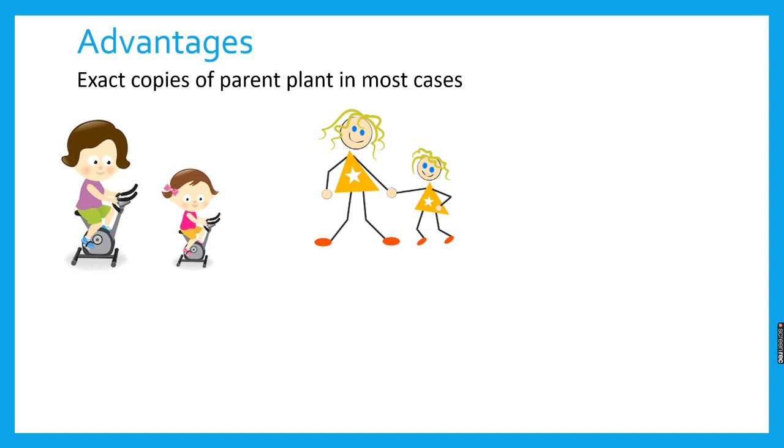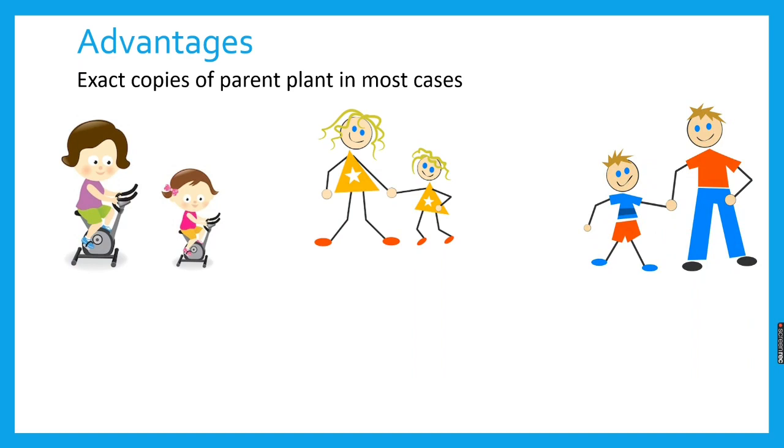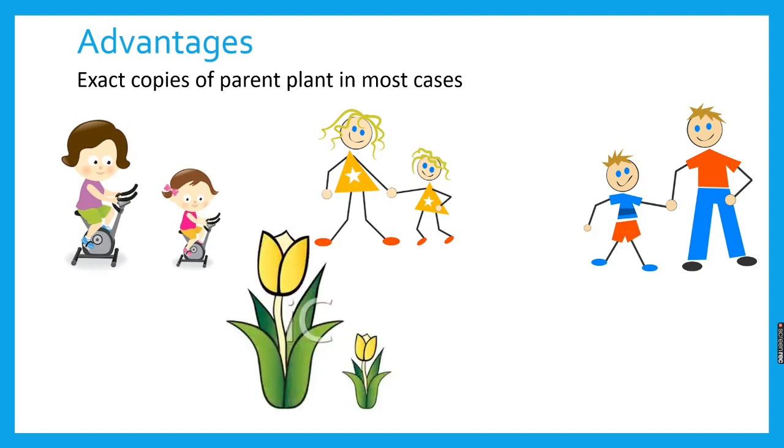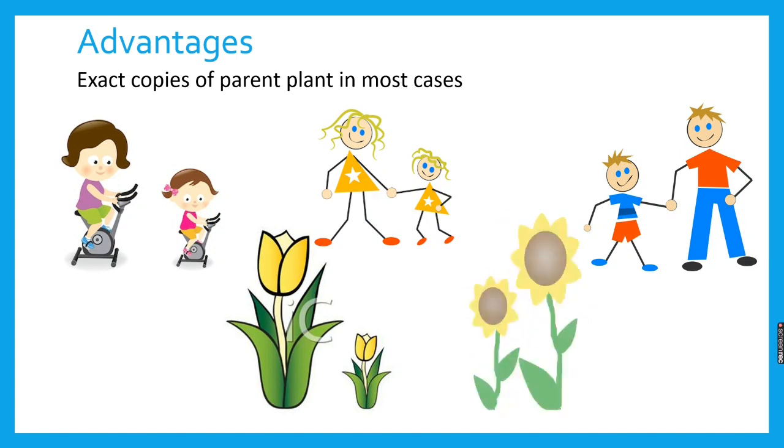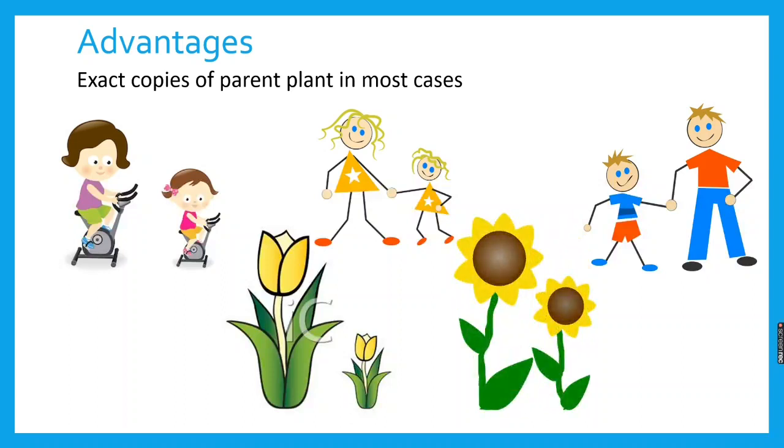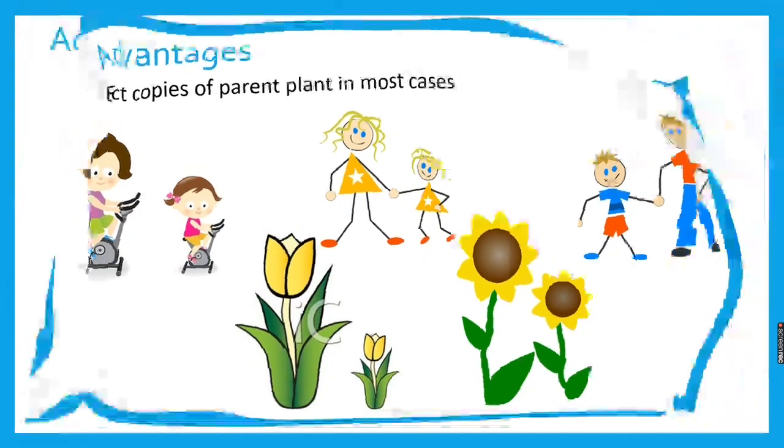They have similar ears, similar eyes. Then in the next picture there is a girl and her mother who have worn the same color dress. Then a father and his son, same eyes, same smile and same hair. A small plant and her big plant. By looking at this picture, you can see there are exact copies of parent plants in most cases. So the first advantage is that it gives us exact copies.